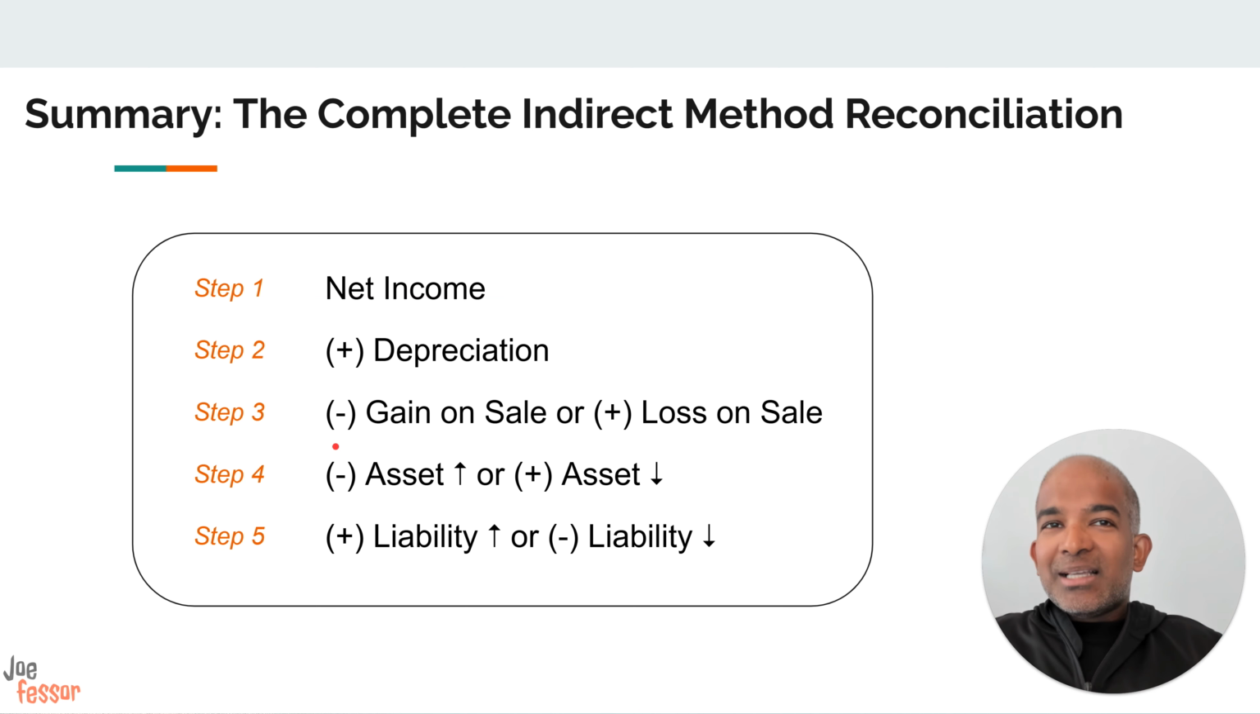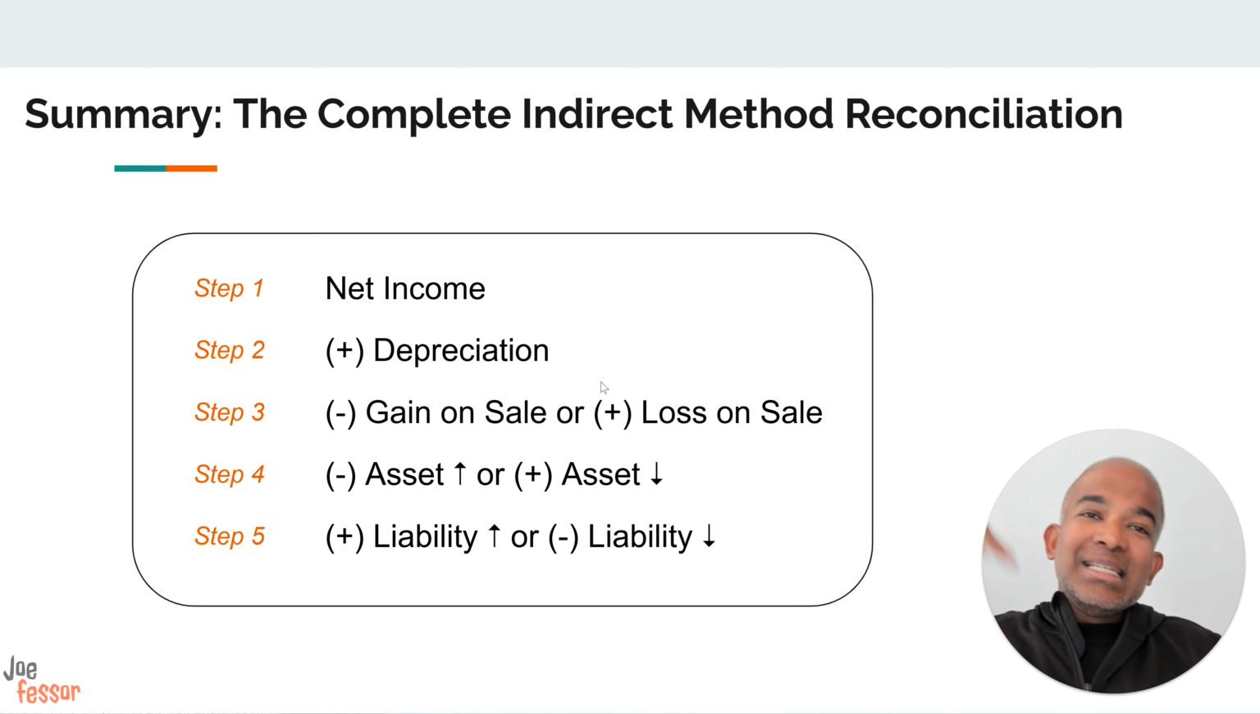On a side note, instead of looking at individual assets and liabilities, you can also view this process through the lens of working capital. Remember that working capital equals current assets minus current liabilities. You can calculate the change in working capital first and then apply a single simple rule. If working capital increases, which happens when assets increase or liabilities decrease, it means cash was used or tied up. Therefore, you subtract the increase from net income.